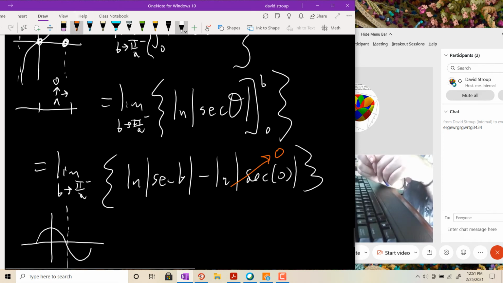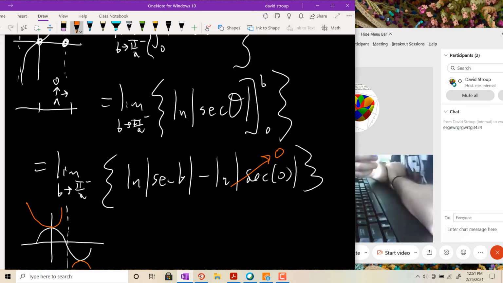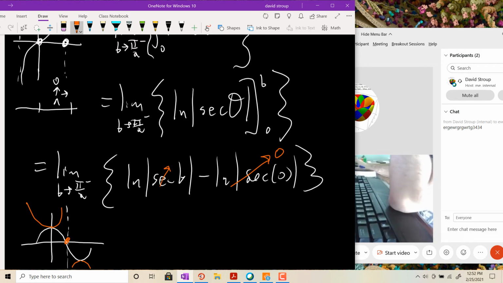So the secant function looks like this. And then down here it goes like this, etc. Okay. So as we approach pi over 2 from the negative values, what's happening to secant? Well, secant is going to go to infinity.